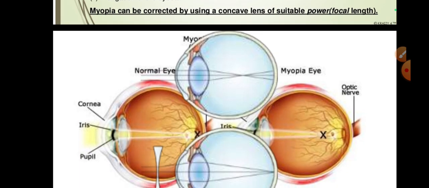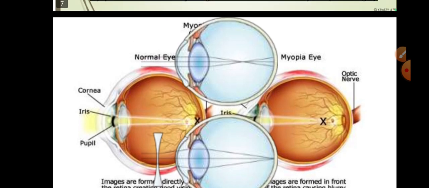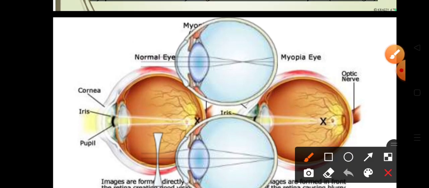Elongation of the eyeball. See, this is normal vision, the normal eye. What happens in a normal eye? The rays coming from the object pass through the lens and converge at the fovea. On the retina a small dip is there, that's called the fovea. Whenever the image is formed on the fovea, it's clearly visible.